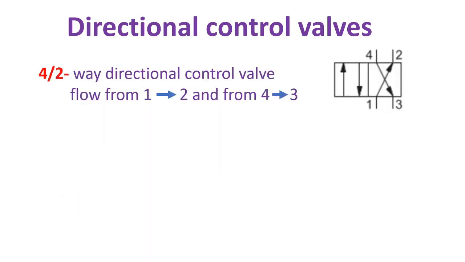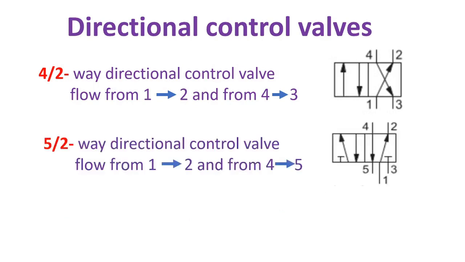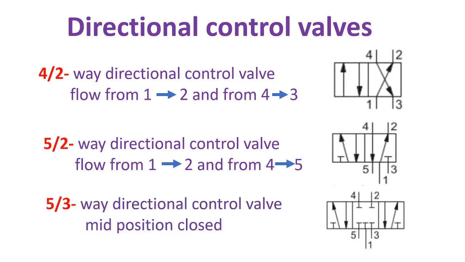The next one is a four-two directional control valve, flow from 1 to 2 and from 4 to 3. The next one is a five-two directional control valve, flow from 1 to 2 and from 4 to 5. Next, five-three directional control valve, mid position closed.